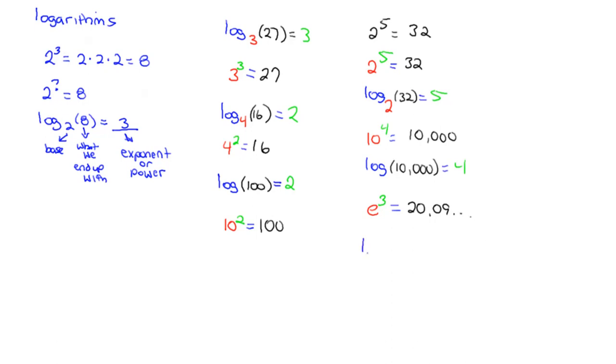Now, if I want a logarithm that's got a base e, it's got a special notation. It's ln. It's called a natural log. And again, like the common log, you don't have to write the e. So if you see ln, the base is the number e. In this case, it says e to the 3rd power is equal to 20.09.